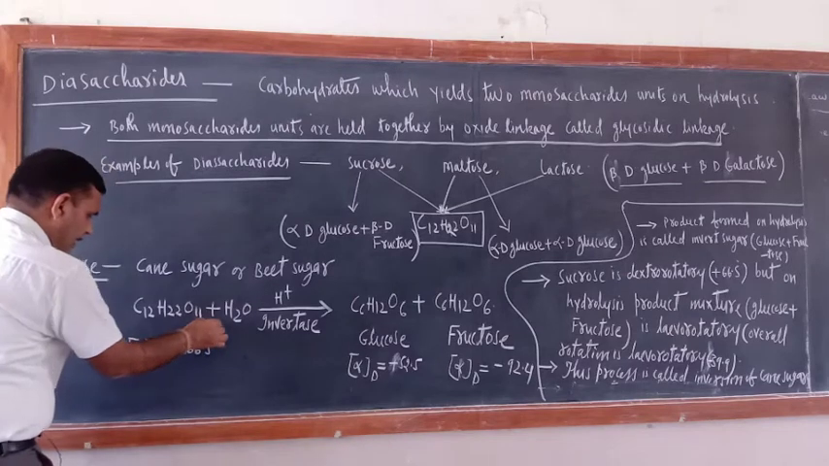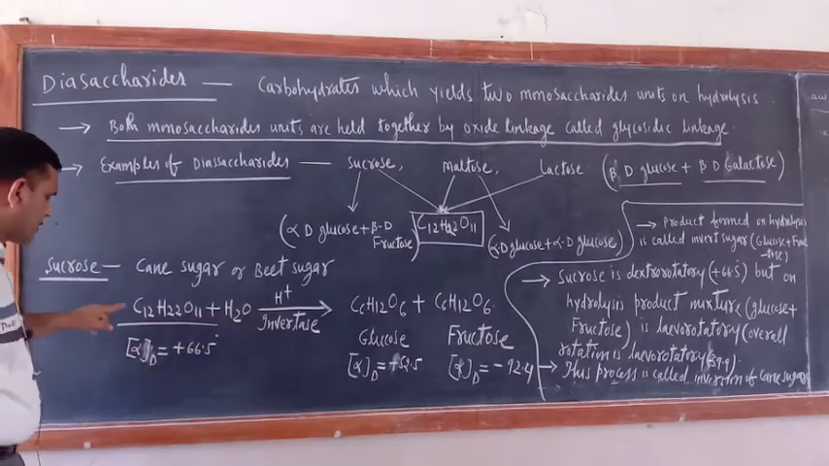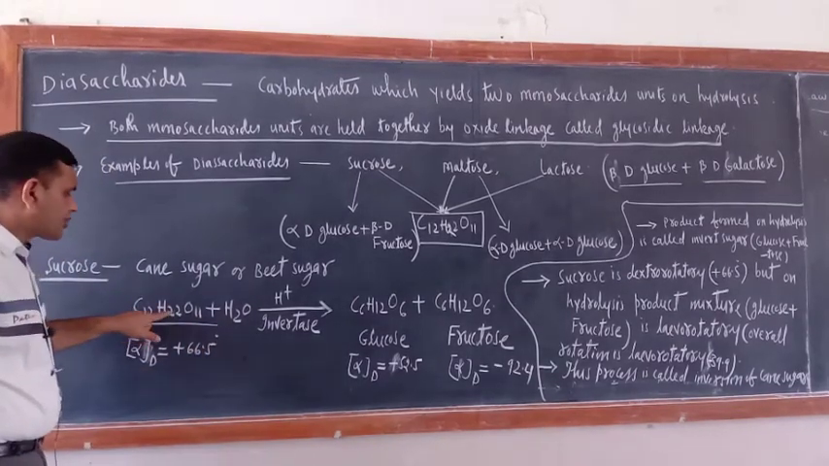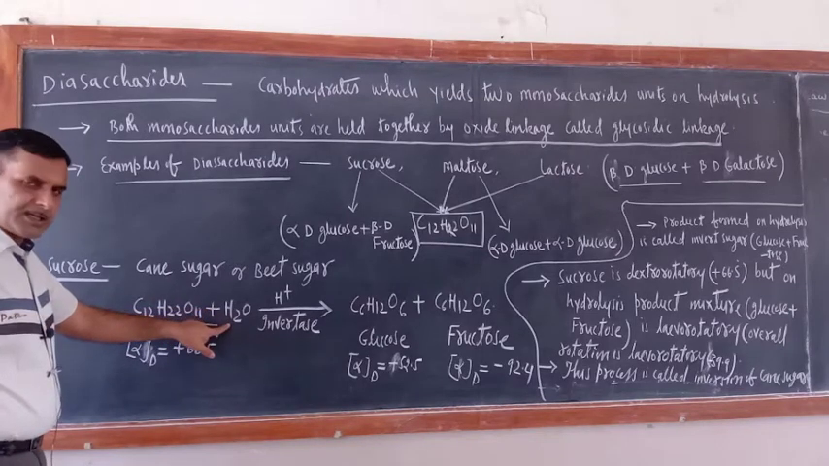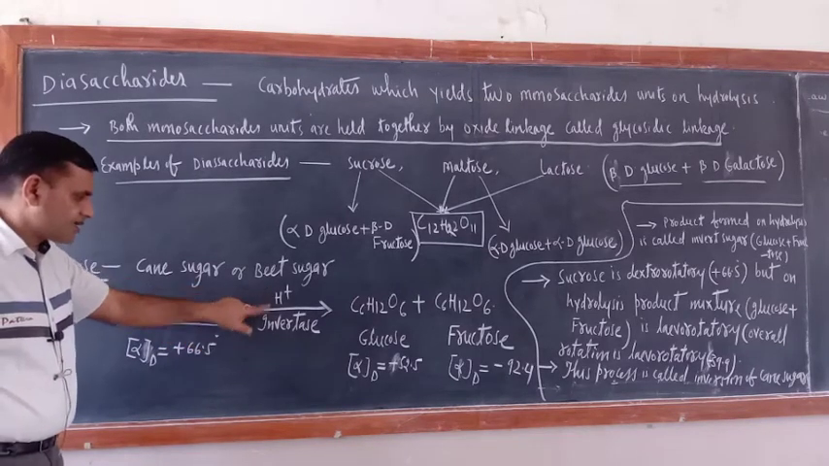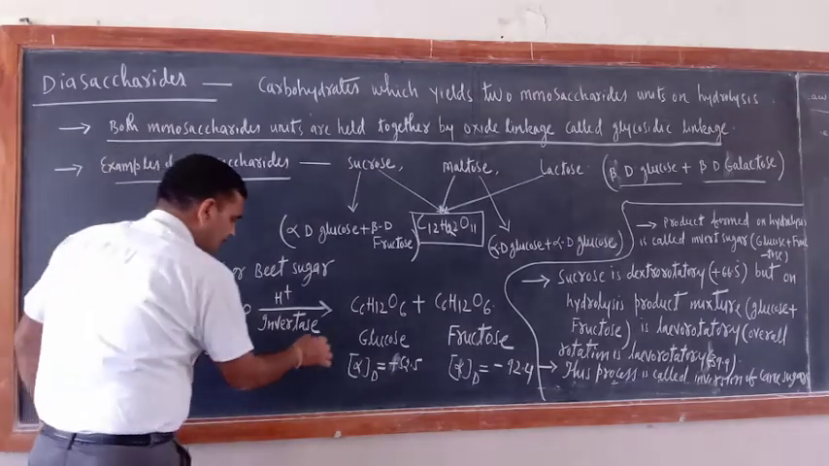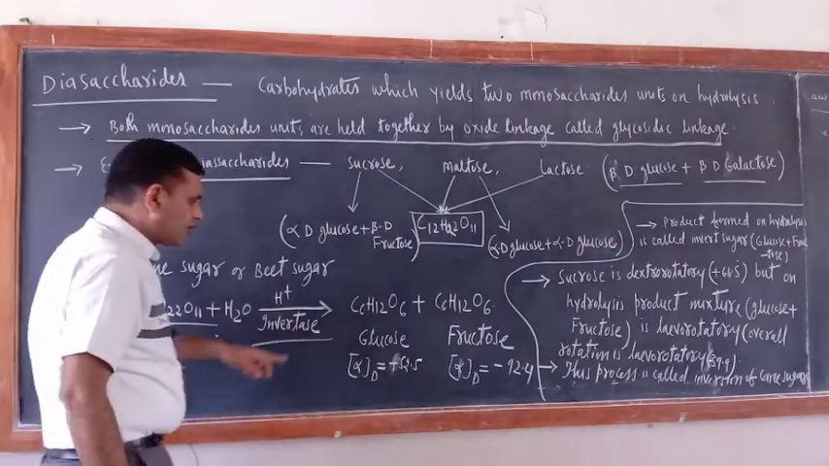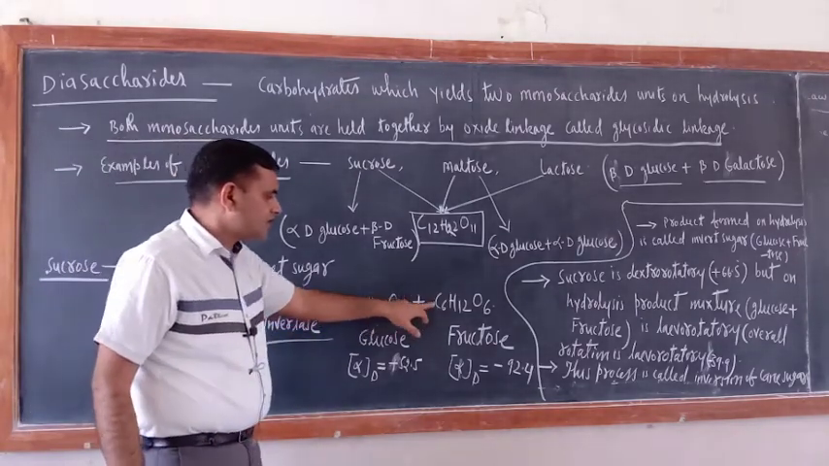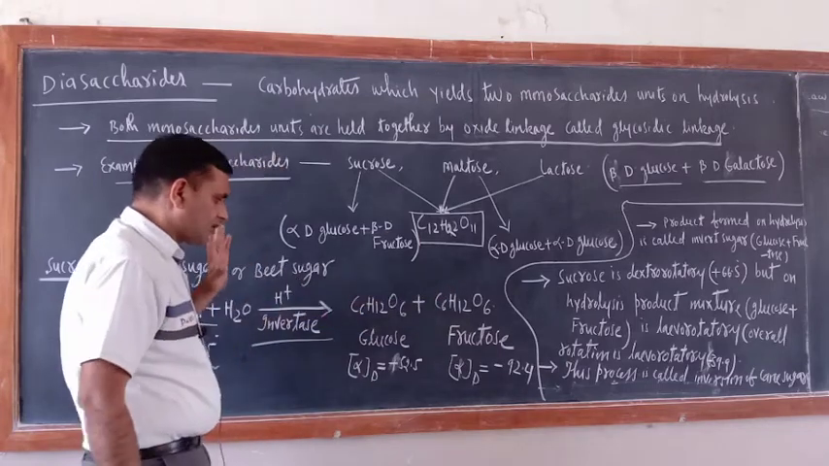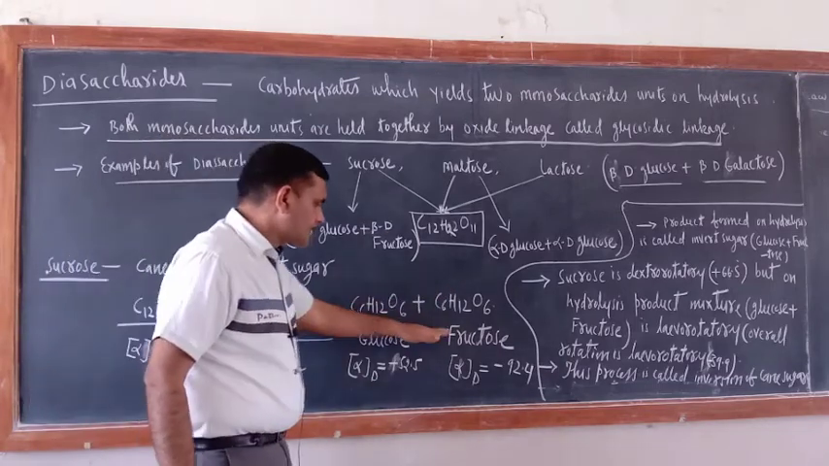Now write down the molecular formula of sucrose. Sucrose is C12H22O11. Subjected to acidic hydrolysis, with the invertase enzyme, you will get C6H12O6 plus C6H12O6. One is glucose, the other is fructose.